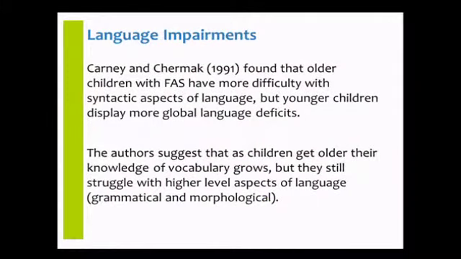So just to go into a couple of specific studies here. One study by Carney and Chermak found that older children with FASD had more difficulty with the syntactic aspects of language. So more of the higher level language abilities that are involved in the rules of sentence structure, that's what the syntactic aspects are getting at. But the younger children had more of the global language deficits. So they suggest that as children with FASD get older, their knowledge and vocabulary does grow, but they still struggle with a lot of the higher level aspects of language, sentence structure, and grammatical understanding.